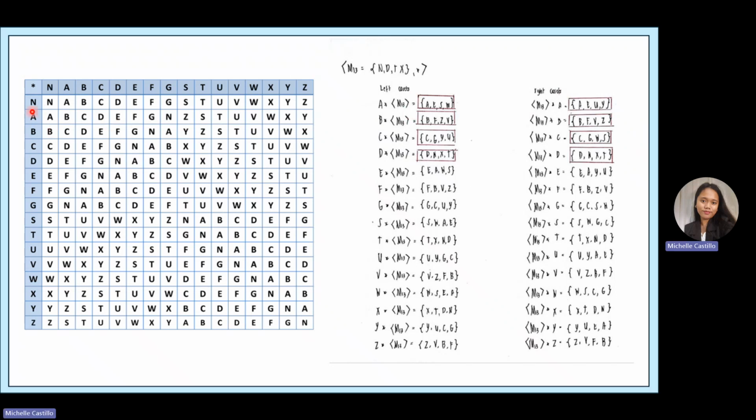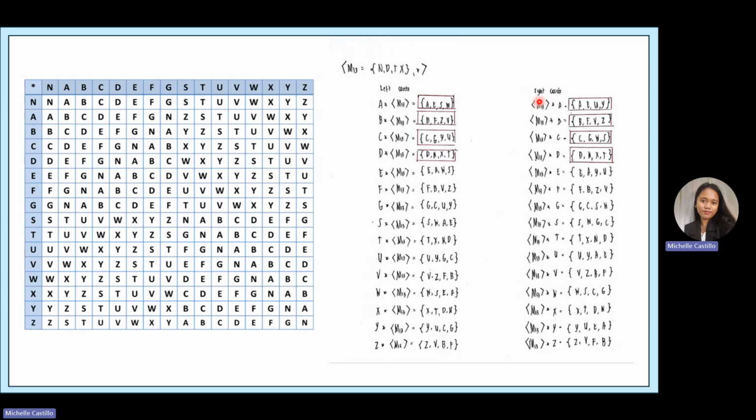So for the left cosets, we have A star N is equal to A, then A star D is equal to E, then A star T is equal to S, then A star X is equal to W. So therefore, A star N sub 13 is equal to A, E, S, and W.